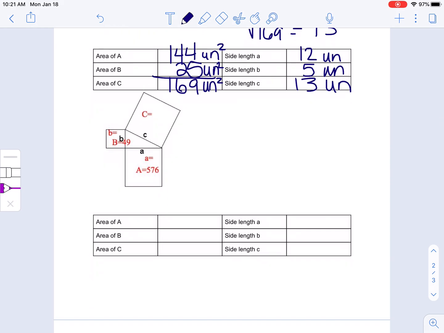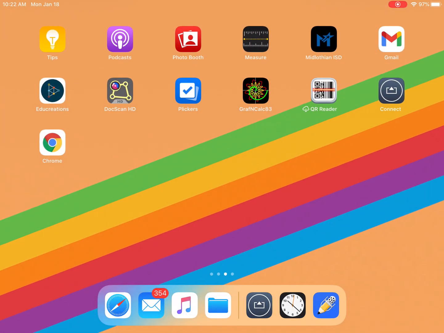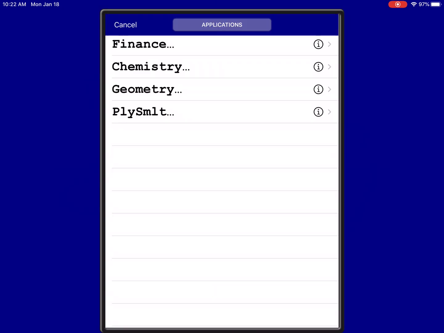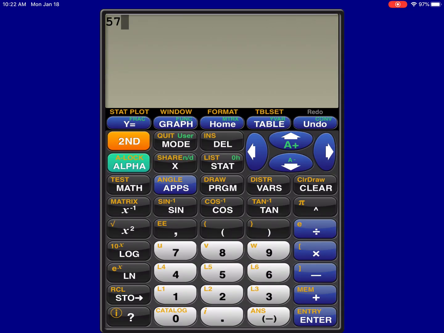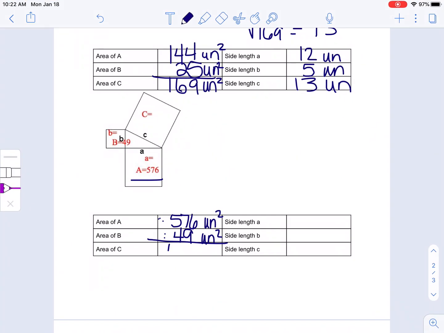Okay, the last example, we're given the area of square A, which is 576. Again, this would be units squared. The area of square B is given, that's 49 units squared. So again, to find the area of square C, we can add these two areas together. 576 plus 49 is 625. So the area of square C is 625 units squared.